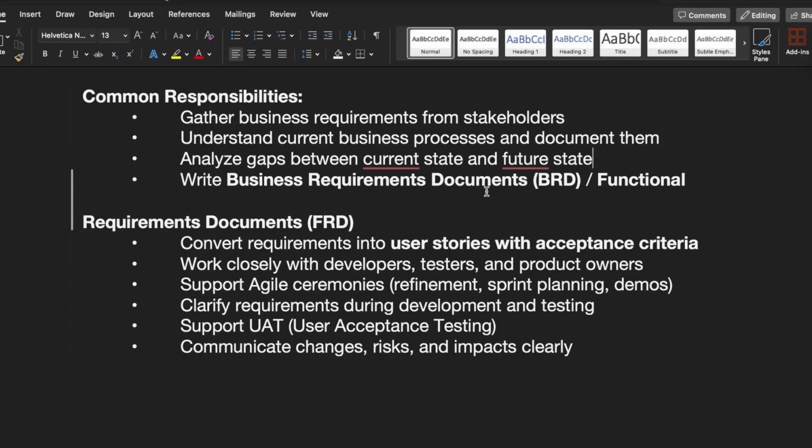This is what I'm talking about, the current state and the future state. Analyze the gap between the current state and the future state. This is very important. This is what we are hired for. And write business artifacts.